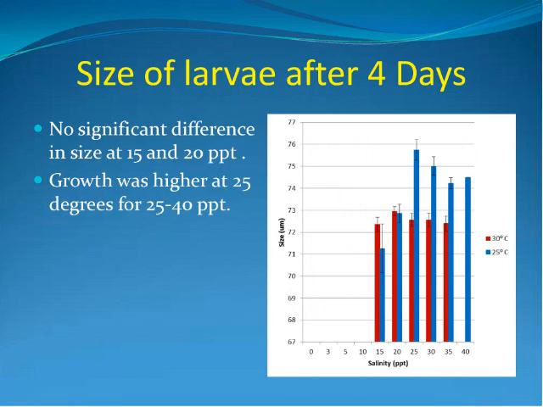Looking at the size of larvae after 4 days, simply keep in mind all these things are dead. Some larvae at 40 parts per thousand at 25 degrees survive. There are slight differences between 25 degrees and 30 degrees, but the bottom line is looks like salinity between 15 to 35 are better. Looks like they really prefer about 25 to 35 parts per thousand, especially when they're that young.